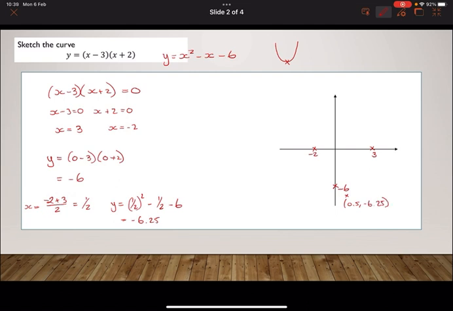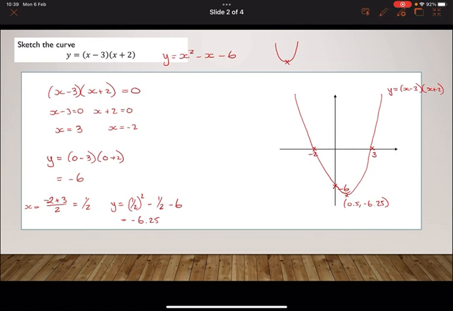Now what I'm going to do is draw a nice smooth curve through these points in that sort of U-shaped graph. And then I'm going to label my function at the end so I know what it is.